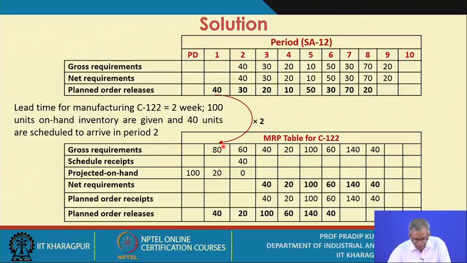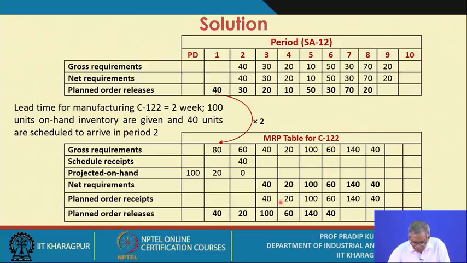Now, 80 units you require. So, you have remaining 20. Now, the scheduled receipt is 40. So, there is a shortage of 40 in the next week, but you have scheduled receipts of 40 in the second week. So, you have the projected on hand as 0. Then the net requirements obviously in week 3 will be 40, in week 4 it will be 20 for component C122, and for all other weeks you can calculate the net requirements for component C122.